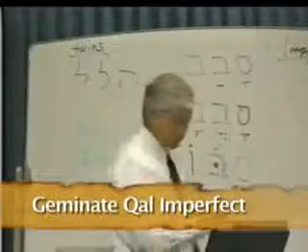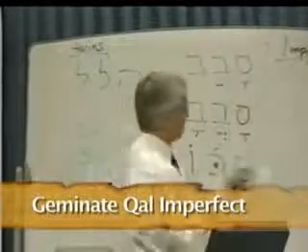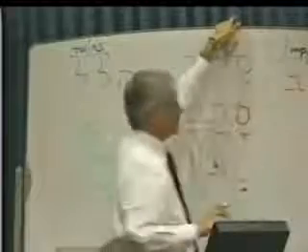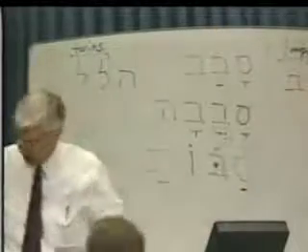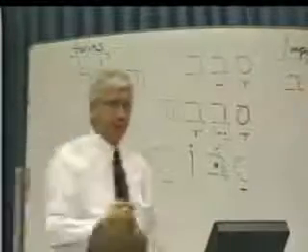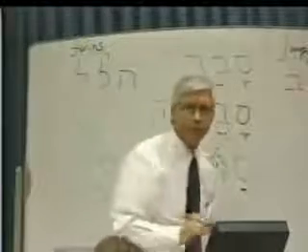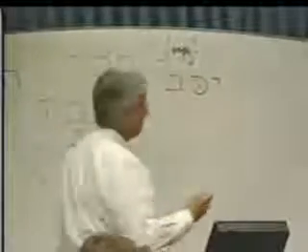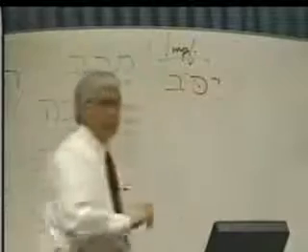Here's the imperfect of savav. I gave it to you at the very bottom of page 211. It's yisov. Are we on the board here? Here's the imperfect, yisov. Okay?